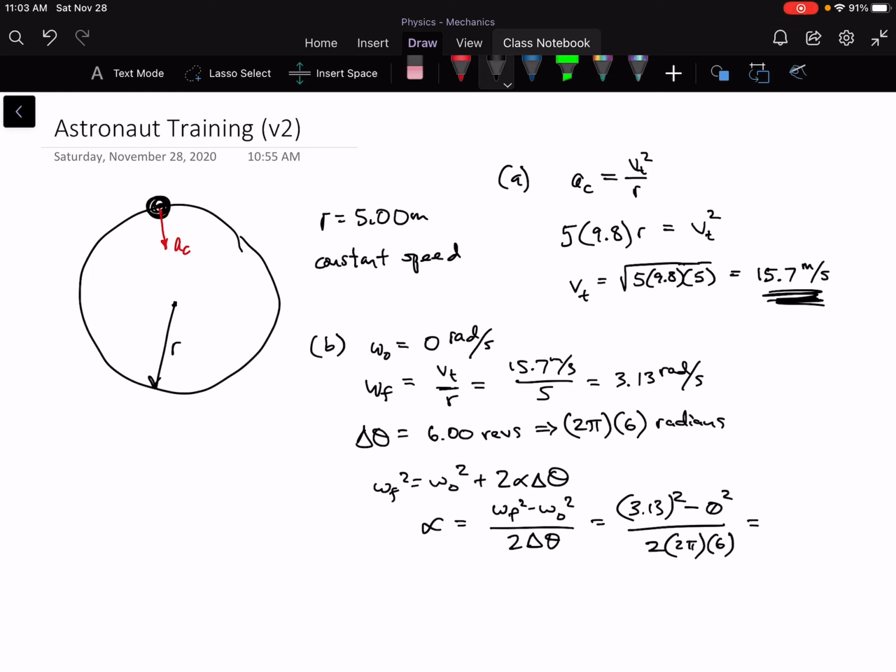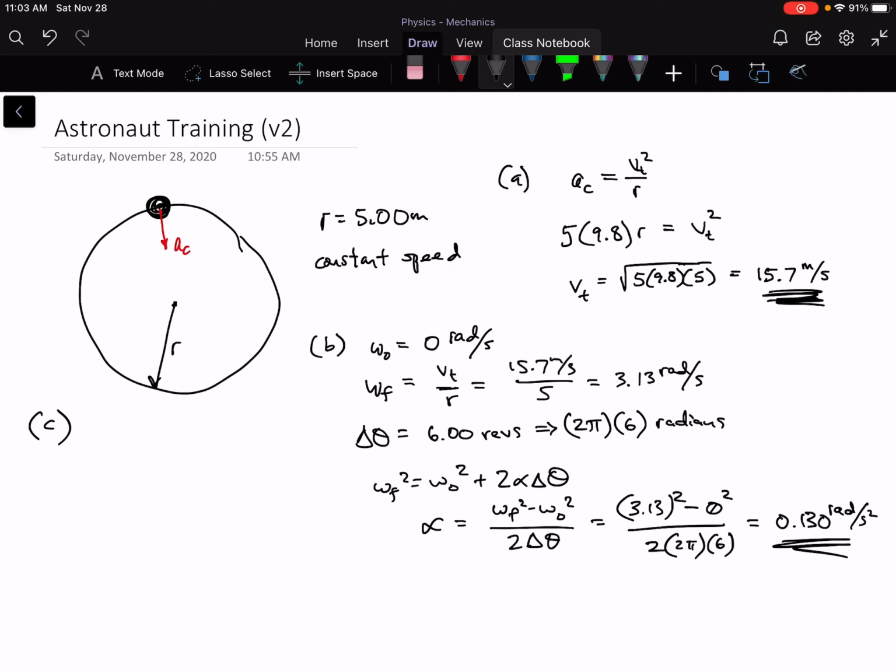If we plug all of that in, I believe you get, rounded to a few sig figs, 0.130 rads per second squared. So a relatively gentle acceleration in terms of angular acceleration to get up to the final speed, though the centripetal acceleration would be getting larger and larger as it accelerates.